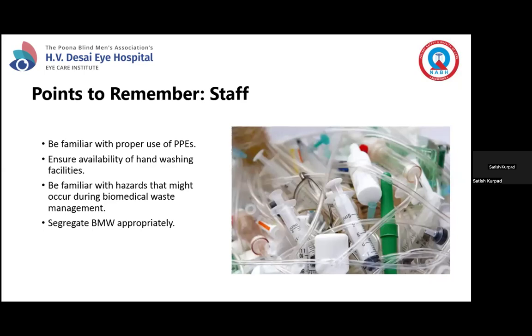Points to be remembered: who is segregating the biomedical waste? That staff should be familiar with the proper use of PPE, ensure availability of hand washing facilities, be familiar with hazards that might occur during biomedical waste management, and segregate BMW appropriately.